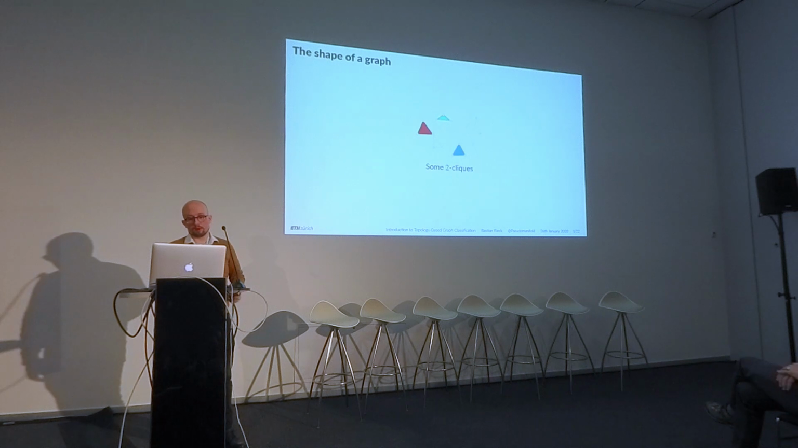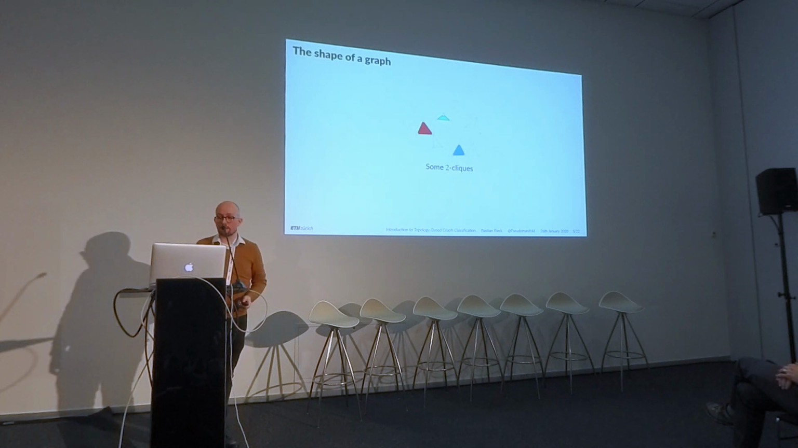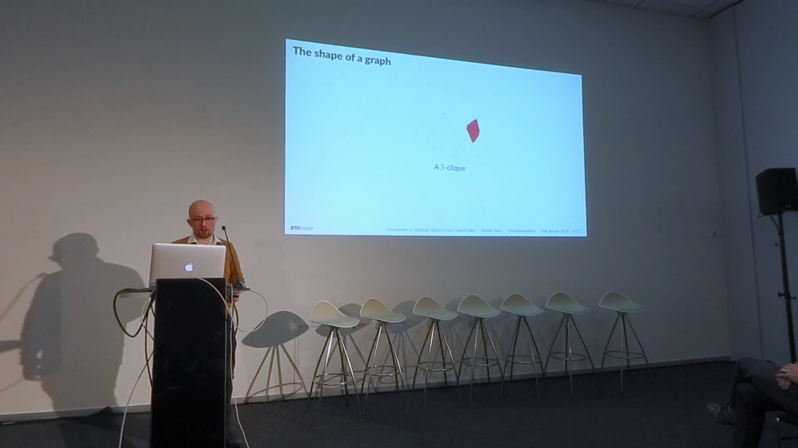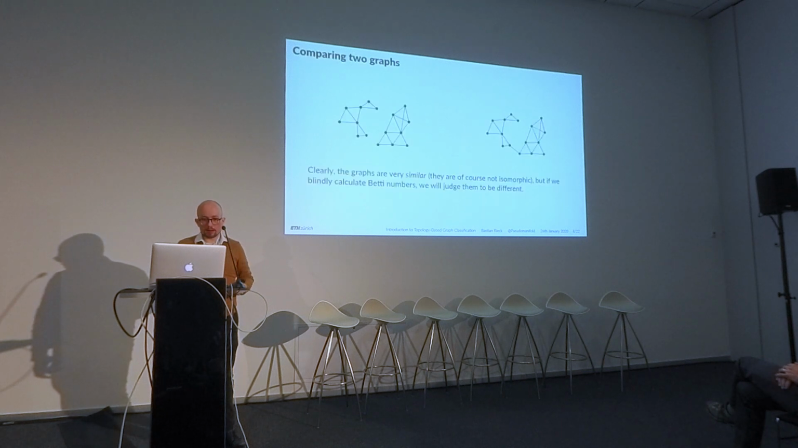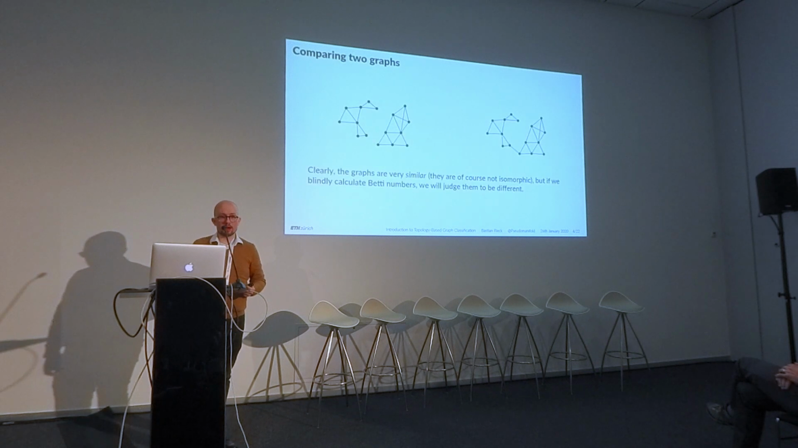So if we switch this here out, you can see there are some edges here. So this is a fully connected subgraph, and so it forms a 3-clique as well. So these are our shape features which we will be looking at in a graph. But we already run into some kind of issue.